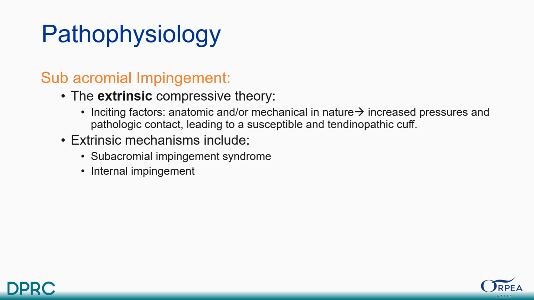Pathophysiology. For subacromial impingement, there is an extrinsic compressive theory. Inciting factors are anatomical or mechanical in nature, which lead on to increased pressure and pathological contact, leading to a susceptible and tendinopathic cuff. So it's an extrinsic compressive theory. The extrinsic mechanisms include subacromial impingement syndrome and internal impingement.